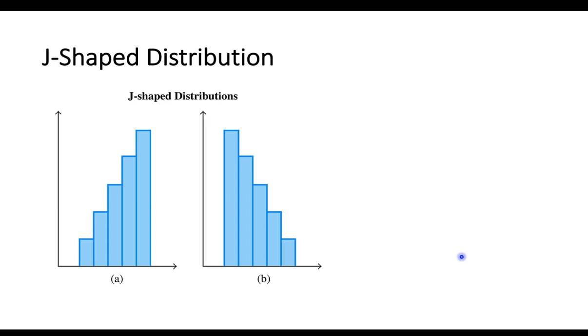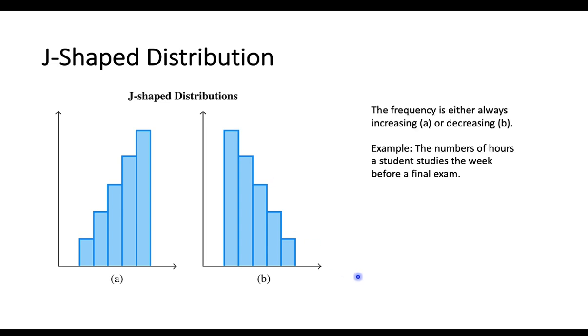Another type of distribution would be a J-shaped. That's a J-shaped because you're steadily increasing or steadily decreasing. An example of that might be the number of hours a student studies the week before a final exam. So you're going to study less on the first day, but the night before the exam, you're going to be studying the most. So here's where we see a J-shaped. That would be like part A of these two examples. The number of hours a student studies the week before an exam would be most like example A.